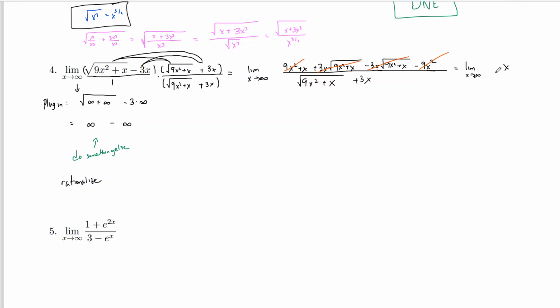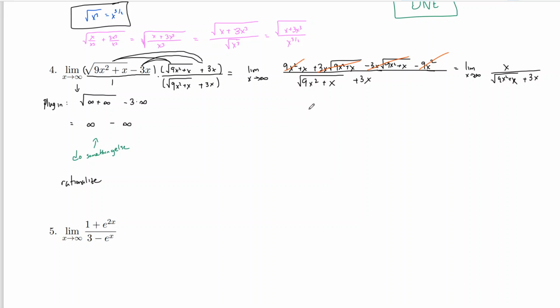And then we got the denominator down there: square root of 9x squared plus x, plus 3x. Now, this isn't something that we can just plug in because this looks a lot like the previous ones. We have a fraction, we're going to infinity. If we plug it in, we're probably going to get infinity over infinity.